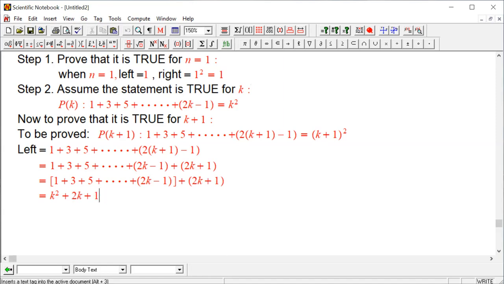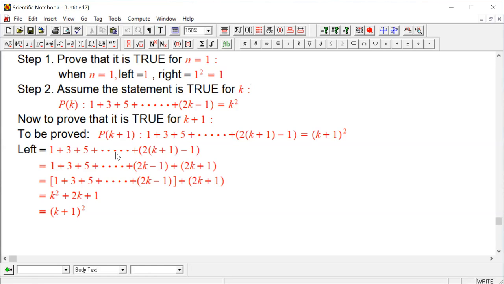And of course, we're going to remove the parentheses, factor, and we will get k plus 1 squared. So it is now proved. What have we proved? We have proved that it's true for k, so for n equals 1. And if it is true for k, it is also true for k plus 1. Okay, which is just what's required by the mathematical induction method.